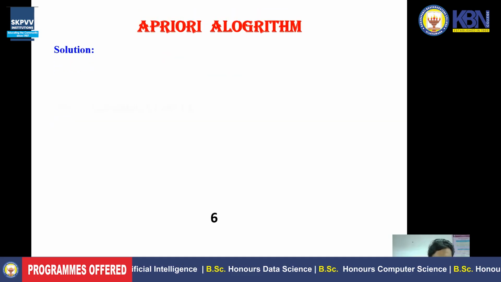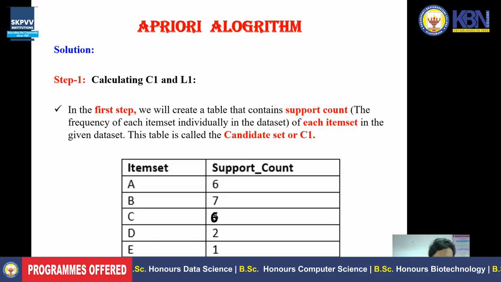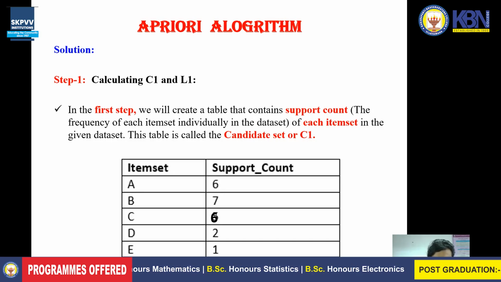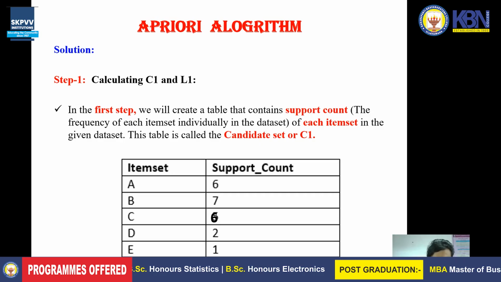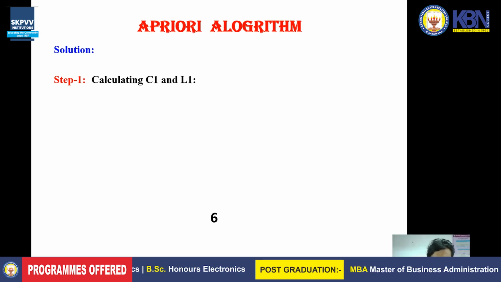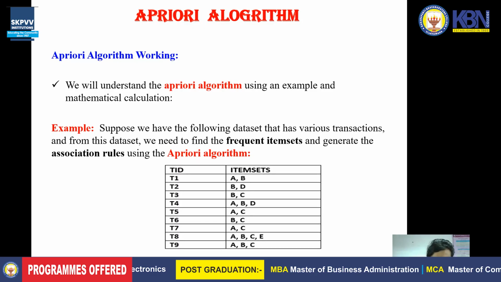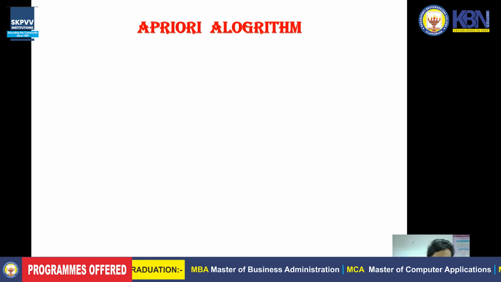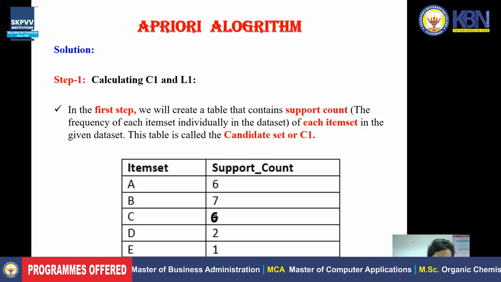First we calculate C1 to L1. C1 means the candidate generation set. Whenever the number of items is counted in the transactional database, it is called a candidate generation set. First we calculate the support count of the item sets. From the previous transactional database diagram, the total number of items are: A is 6, B is 7, C is 6, D is 2 and E is 1.